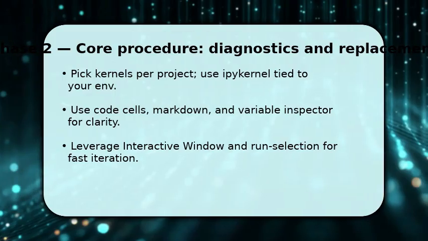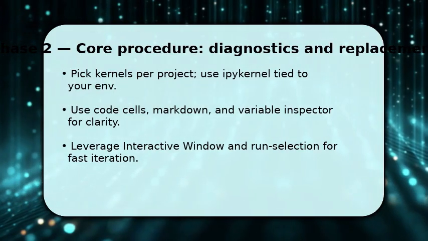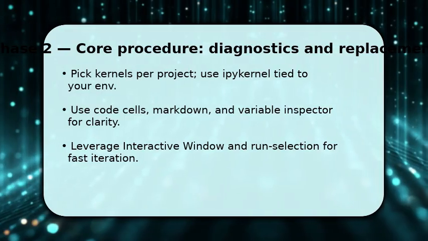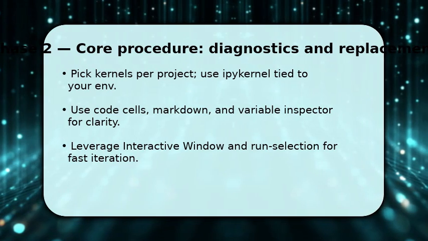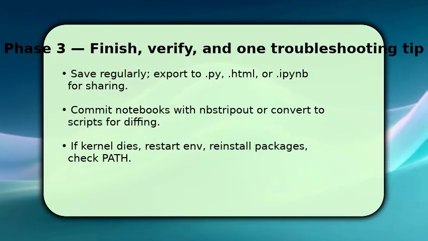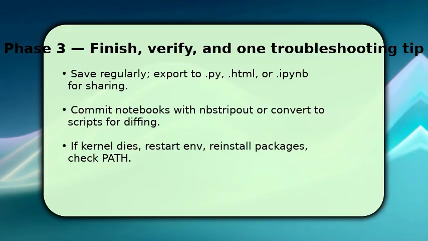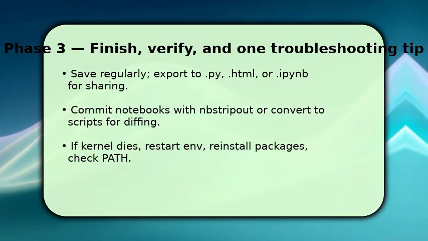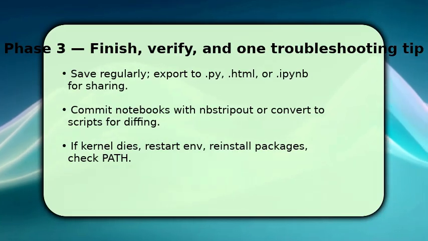For reproducibility, pin package versions in requirements.txt or environment.yml, and make sure to restart the kernel periodically to catch state-related bugs. To finish your session, save and export artifacts. Convert notebooks to .py for code review or to HTML for sharing results. Integrate with Git by cleaning outputs or using tools like nbstripout so diffs remain readable. Alternatively, commit a paired script for version control.